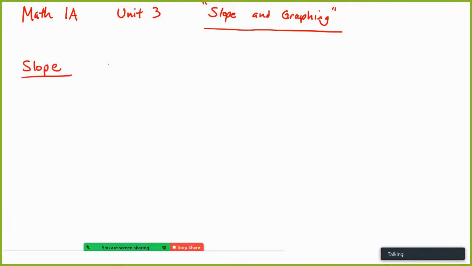Slope of a line is basically telling us how steep it is. The slope of a line is a number that tells the reader how steep the line is. So slope of a line tells us how steep it is.